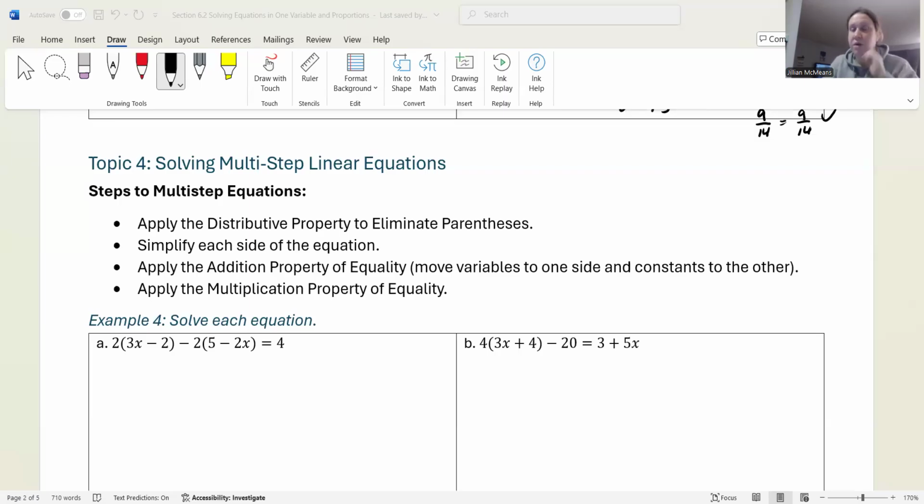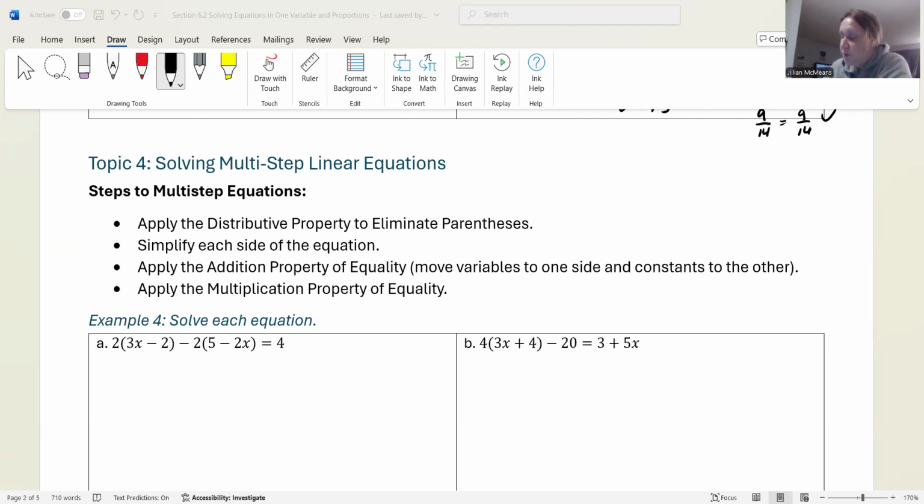For topic 4, we're going to look at solving multi-step equations. So far, we have solved just one-step equations by applying the addition property of equality and the multiplication property of equality. When you have multi-step equations, you're going to have a much bigger looking equation, meaning we just have a lot more terms. And so what we're going to have to do is simplify that equation down to where we can apply those two properties.